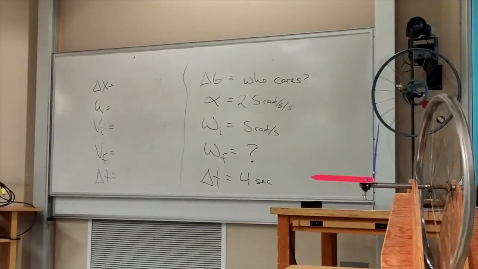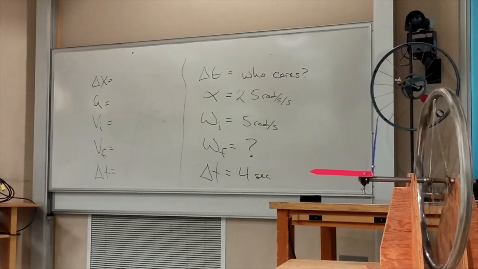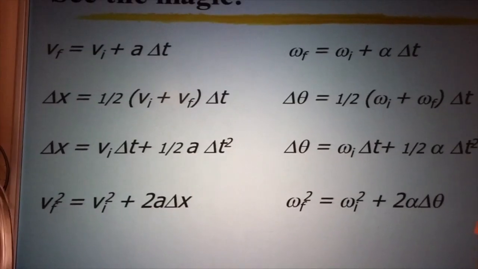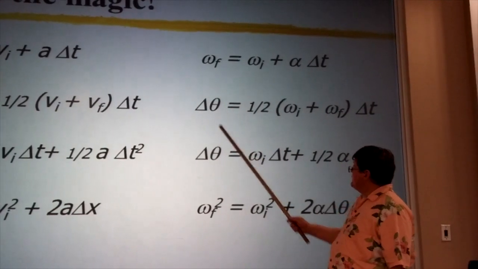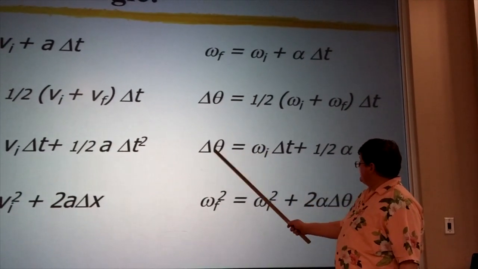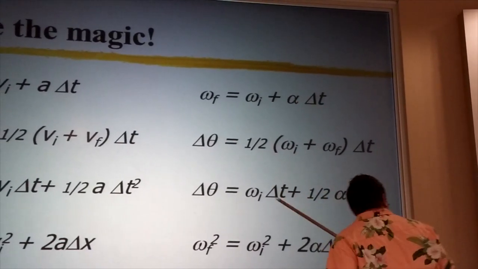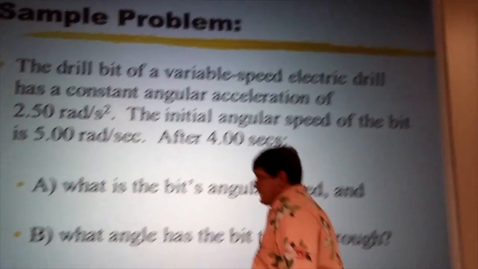Now, that means that I need the equation that doesn't have delta theta. I don't know delta theta, I don't want to know delta theta. I need to use the equation that doesn't have delta theta. Well, there's delta theta, there's delta theta, there's delta theta. I have to use this equation up here. So let's do that.